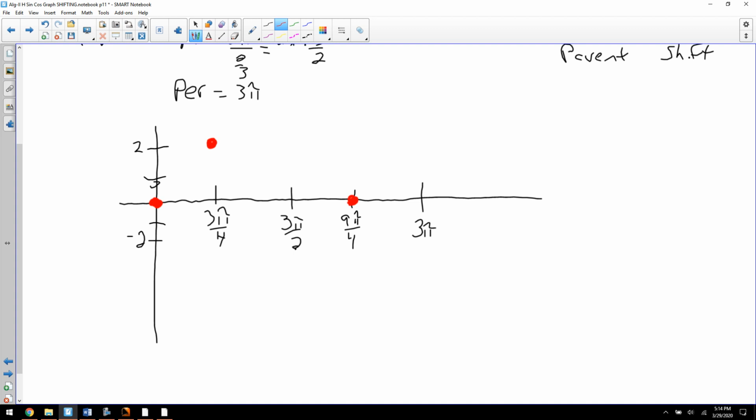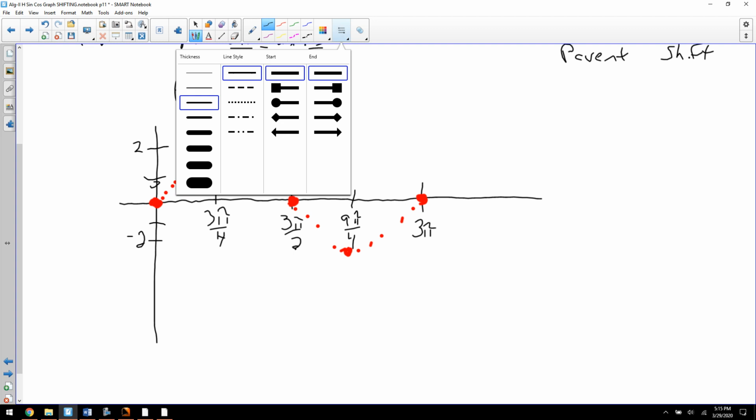That one was in the wrong spot. It goes back to 0. And then it goes to the opposite of a, and back to 0. So our parent function always gets a dotted line as we go through. And now what I want us to do is list out our ordered pairs.